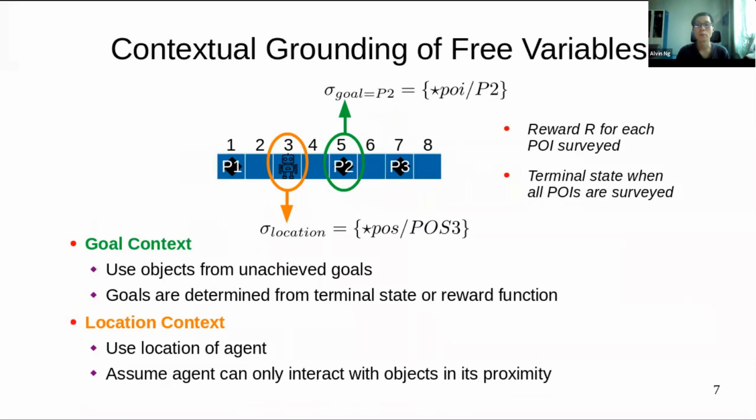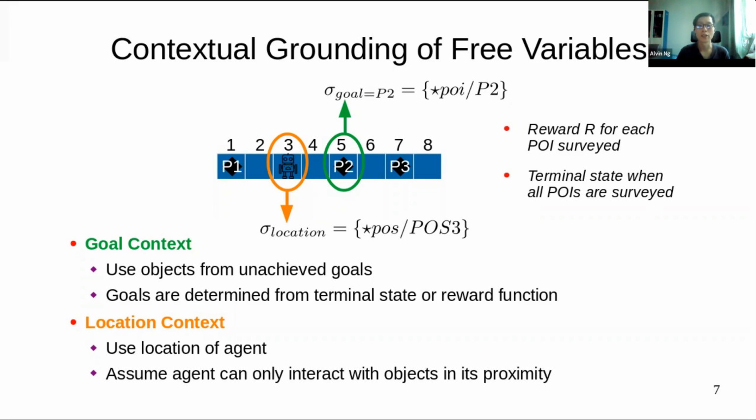We introduce two forms of contextual grounding in our paper. First, goal context uses objects in goal fluents to substitute free variables. The goal fluents are state fluents which are determined from the reward function or the definition of a terminal state. These are commonly assumed to be known in RL problems. In the figure shown, the goal is to survey the POI P2. Applying goal context, we substitute the free variable star POI with the object P2.